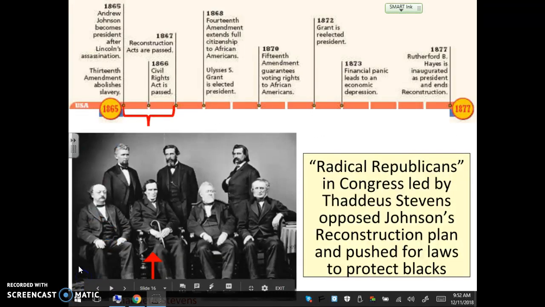Obviously, with the pushing of these Black Codes, the Radical Republicans, who were staunch abolitionists, were very against these Black Codes and Johnson's Reconstruction plan. They were going to try to create laws to go against these Black Codes in the southern states and push for the amendments that we think of as the 13th, 14th, and 15th Amendments, to try to create some sort of stability and equality in the southern states for these newly freed Black men.